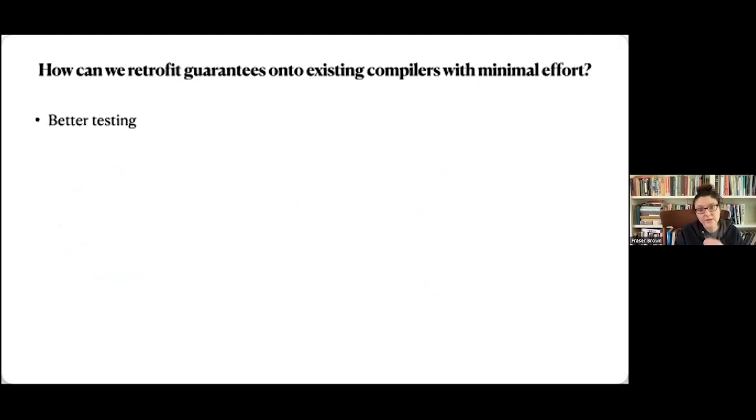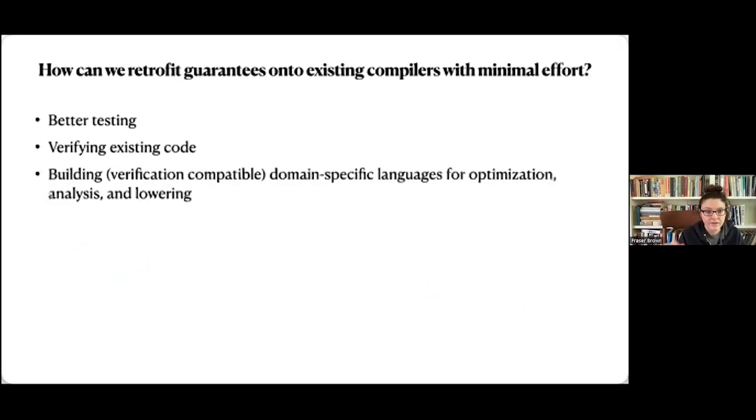So this isn't exactly right, but we've been thinking about better testing tools. We've also been thinking about verifying small pieces of existing code where the correctness property is really clear. And finally, even building new domain-specific languages for compiler construction that are really easily verified.